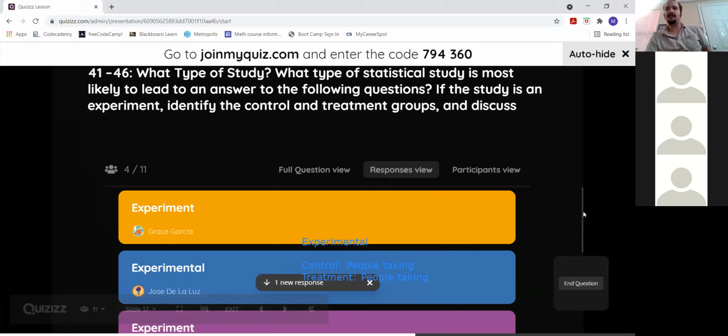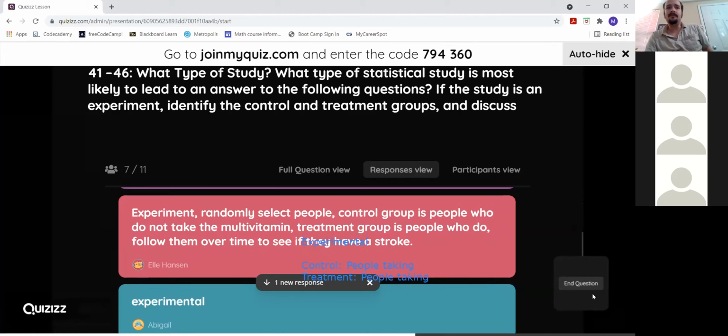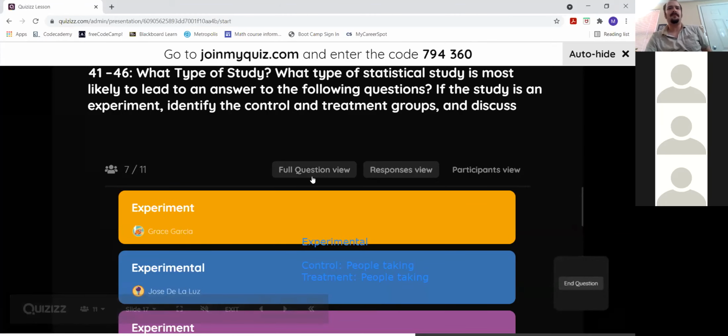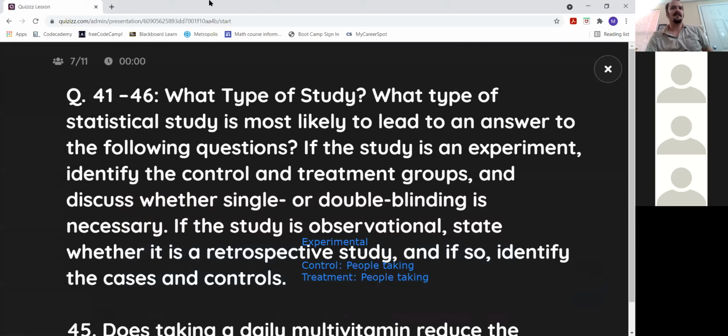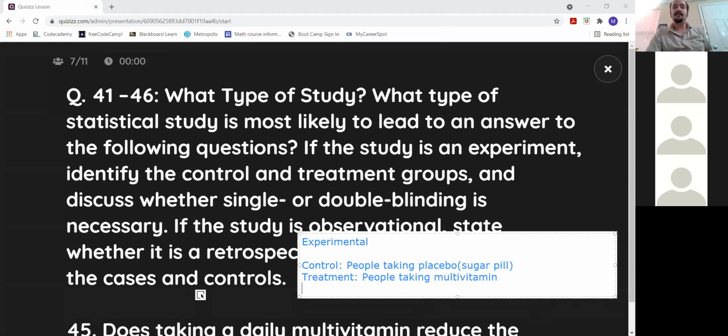Experiment. All right, now we're going to answer that. The control group is people who do not take the multivitamin. So if they're not taking a multivitamin, are you just going to tell them you're not taking anything? What are you going to do? You just give them the thing and tell them this will help. Yeah, they're taking a placebo, right? You should give them a placebo or a sugar pill. And then this would be the people taking the multivitamin. Vitamin. Okay, spelling is correct.